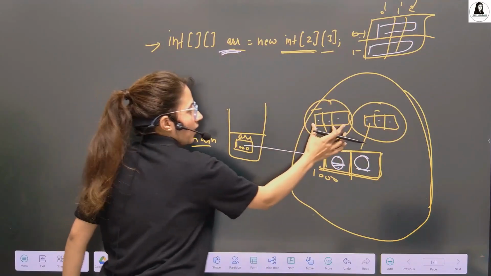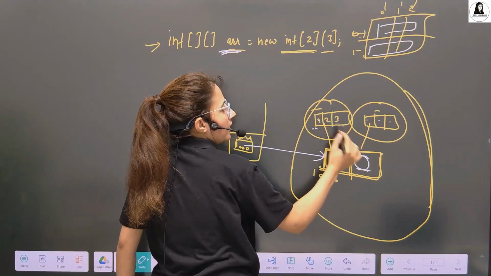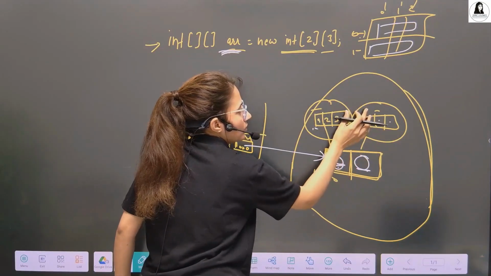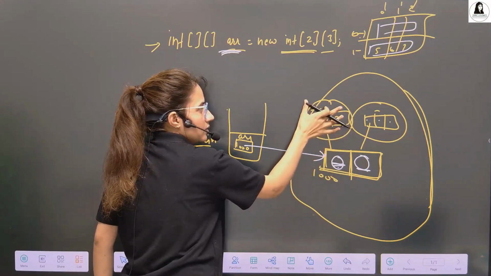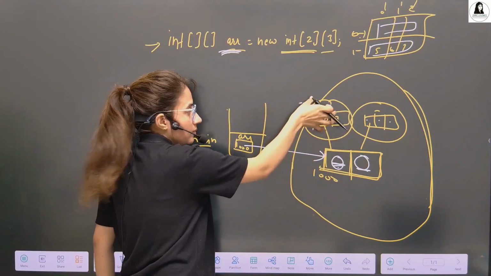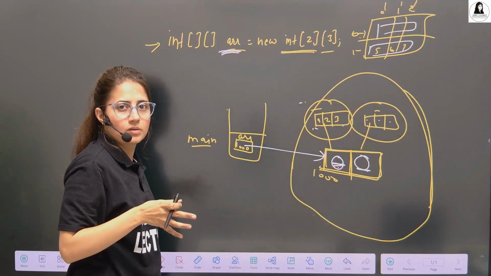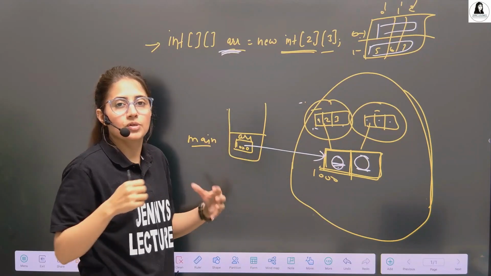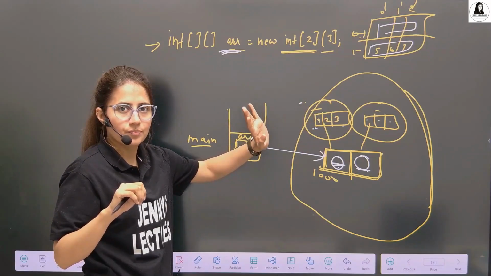It's not like once the data is, suppose, 1, 2, 3, then consecutively in the next memory block the next array 5, 6, 7. No, this can be anywhere. This object and this object can be anywhere in the heap. These are not bound to be contiguous. It is handled by the JVM.